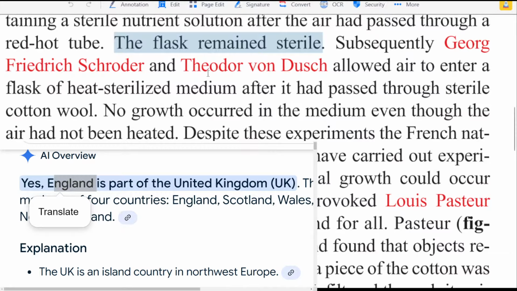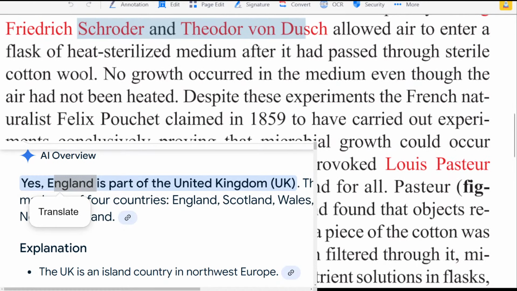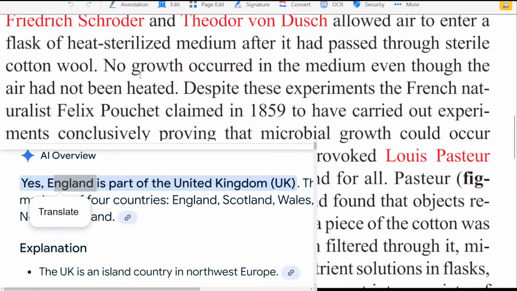What am I saying again? Schwann had heated the air, but still no growth occurred. So Schroeder and Dusch said maybe if we don't heat the air, it will cause growth of microorganisms. That's why they put cotton wool in it. Cotton wool is a bad conductor of heat, so when the air passes through it, it can't be heated. Even if the non-heated air enters the medium, nothing happens, no growth occurs.